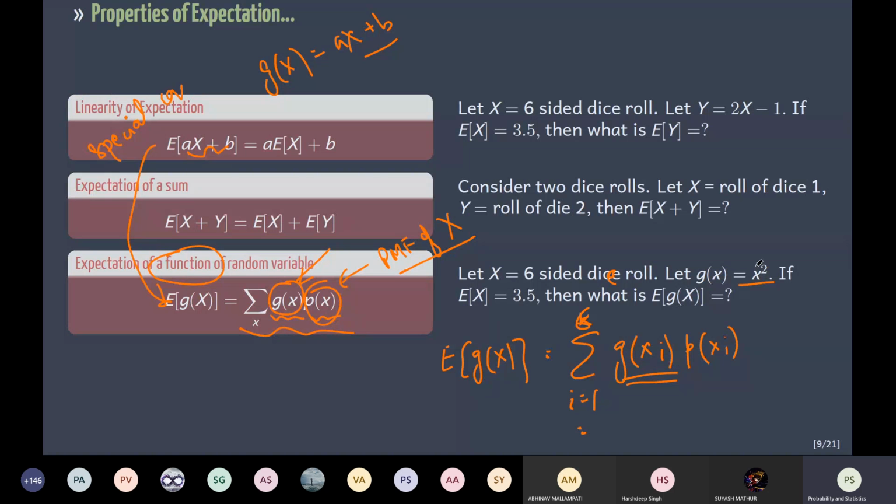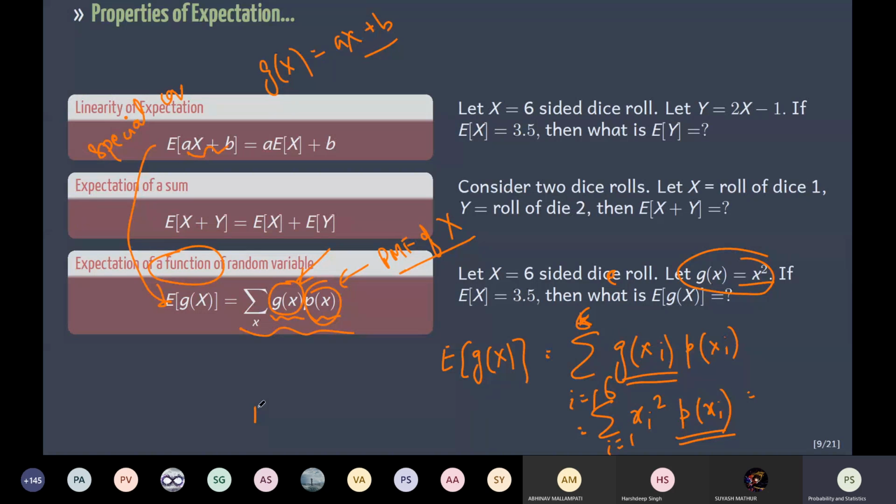So g for us is the x square function, right? So this is nothing but xi square, and this is p of xi. This is the sum over i equal to 1 to 6. So now you put the values here.